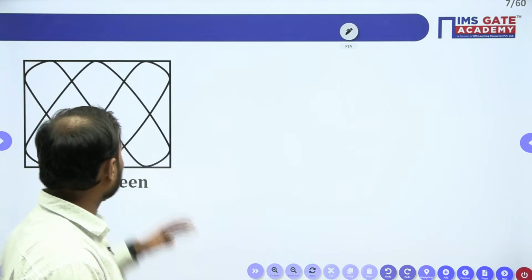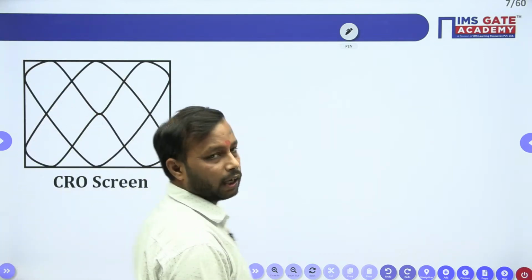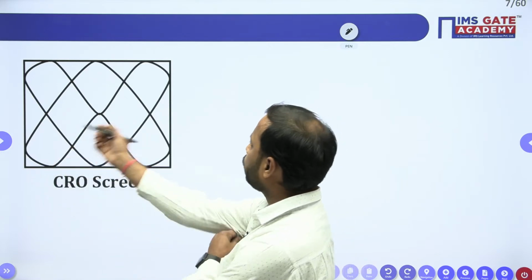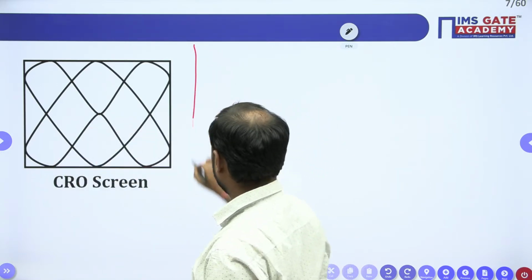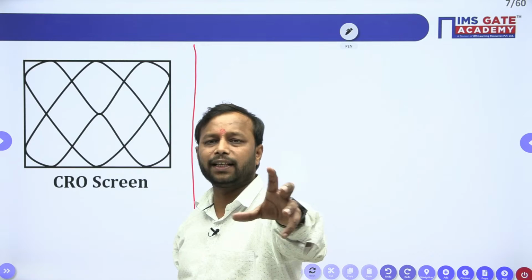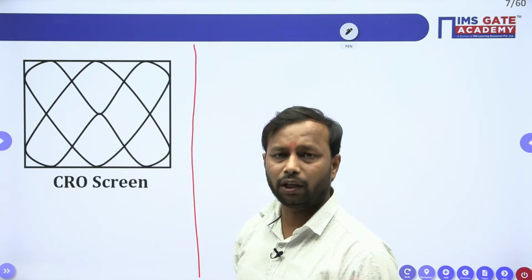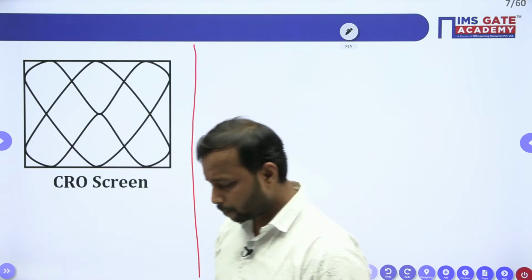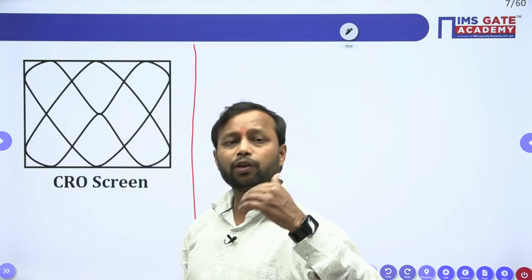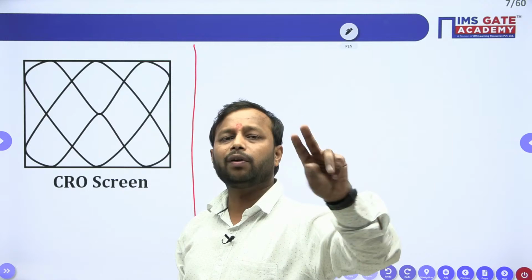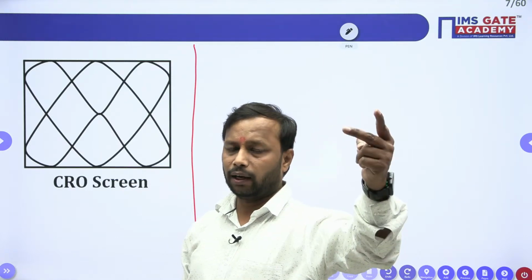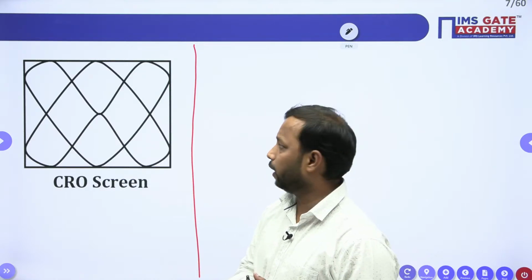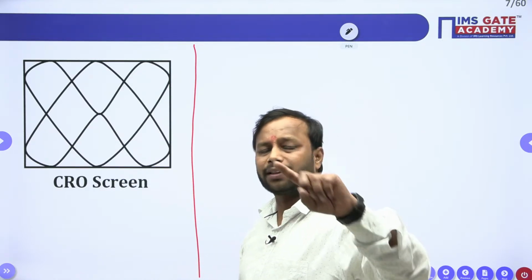So how to find that? For that we will use this CRO. Whenever you are supposed to find the frequency, the ratio of the frequencies, or the unknown frequency, we will use the XY plot, in which we have two methods. First one is the tangent method, and the second one is the cuts method. Anyway, I will take only one method, that is the cuts method.